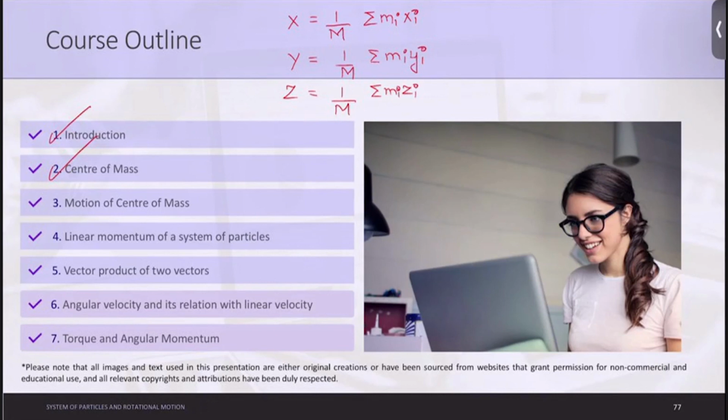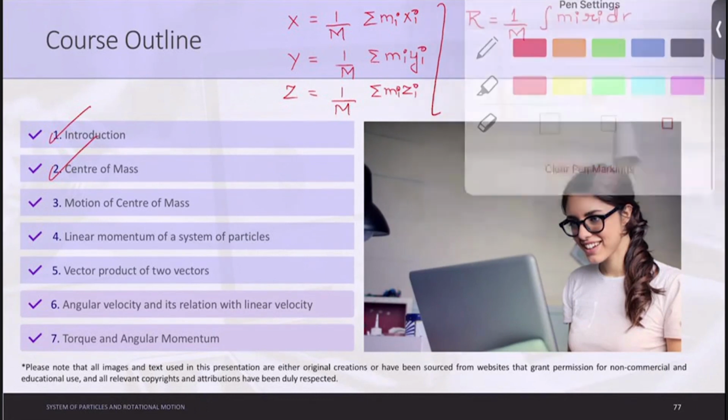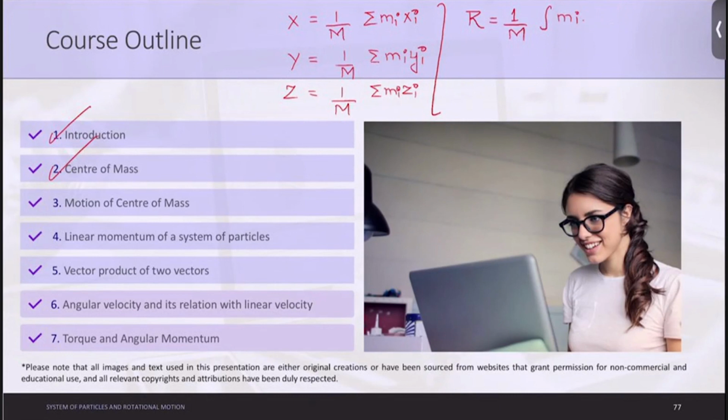Correct? Similarly, in the same terms, we can write for the vector r: it is equal to 1 upon m integration of r dm. Okay, so that's not mi ri, it's r dm. That's how you should understand this complete configuration.